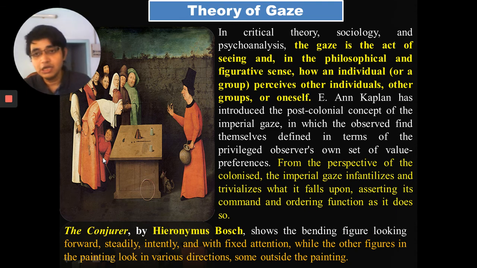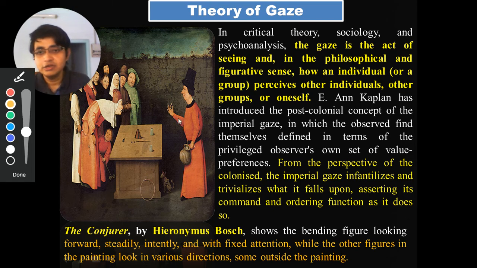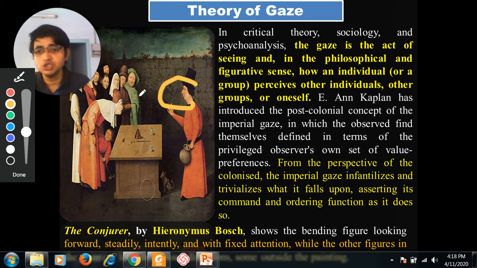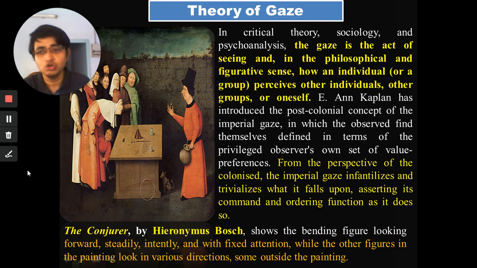It's a famous pre-Renaissance painting which shows the bending figure looking forward steadily, intently, with fixed attention. He is the conjurer trying to conjure, বশ করার চেষ্টা করছে, medieval necromancy, black magic, এটা অত্যন্ত popular habit ছিল about this conjuring, trying to conjure.